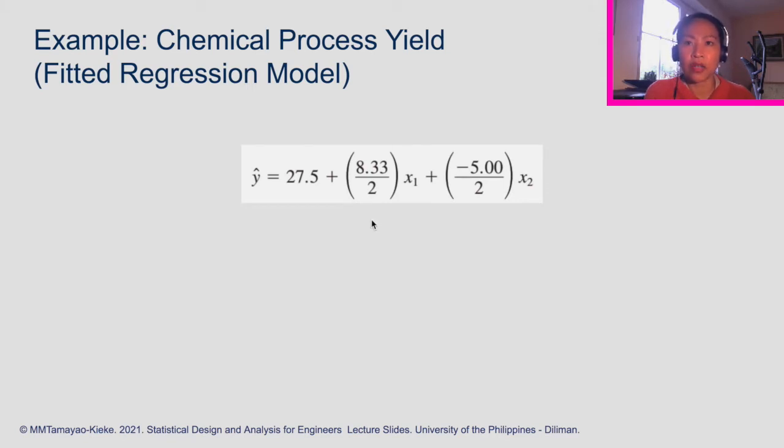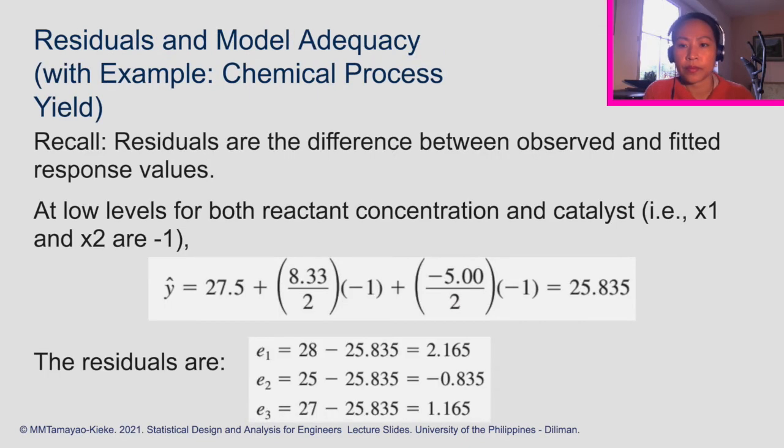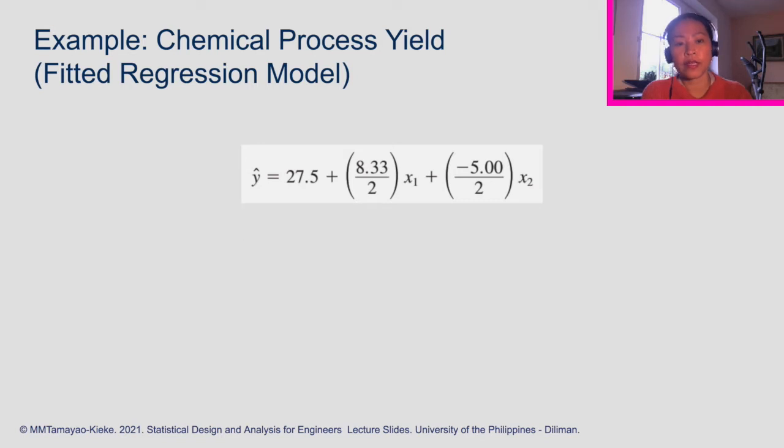Now, this is because the factor effects are estimated based on change in y due to 2 units change in the x's, that is from -1 to +1, whereas in regression, the coefficients represent the mean change in y related to 1 unit change in x. So for this example, recall that the average main effect for factor A is 8.33 and the average main effect for factor B is -5. And we divide that by 2 for the reason that I just mentioned.